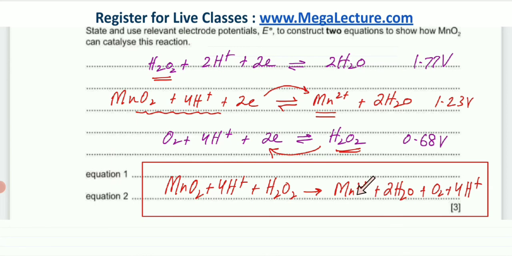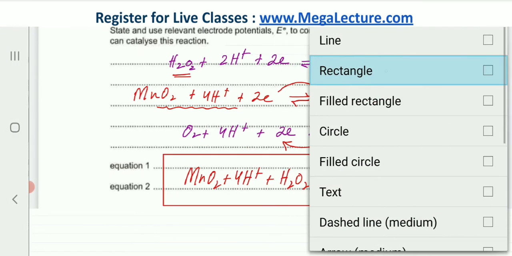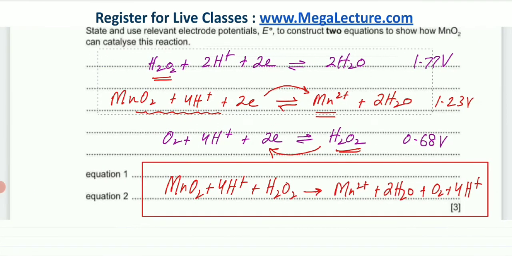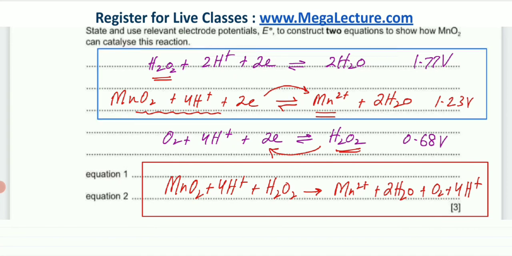And then what happens? I want the Mn2+ to be converted back into MnO2. So now what I'm going to do is connect this equation with this equation, because if I connect the two together, these two equations, I want the Mn2+ to be converted back into MnO2. So if I do that, this is the higher potential, so it's going to gain electrons, and this is the lower potential, so it's going to go in the backward direction.